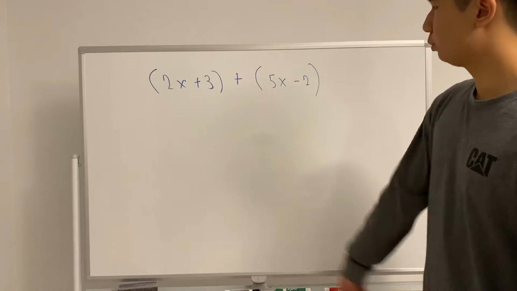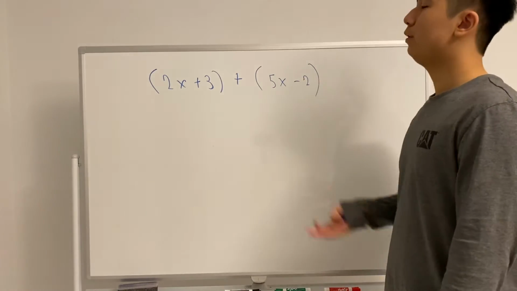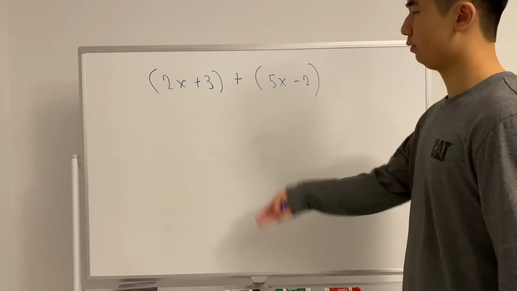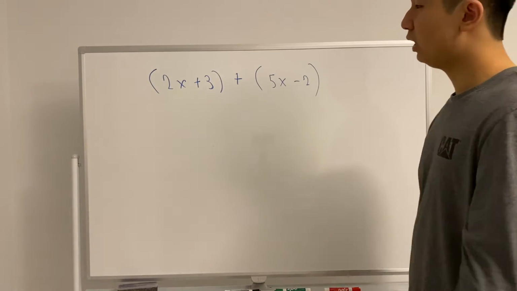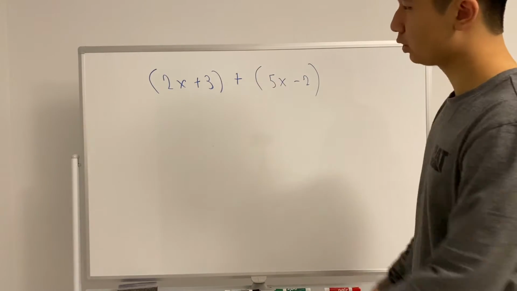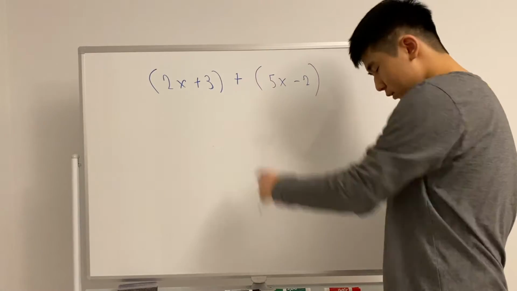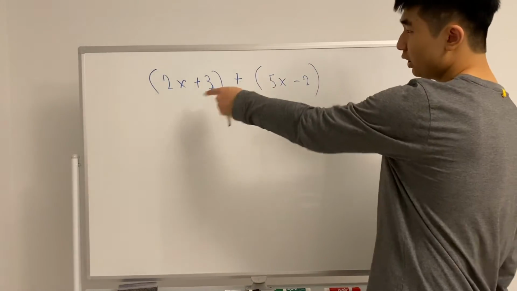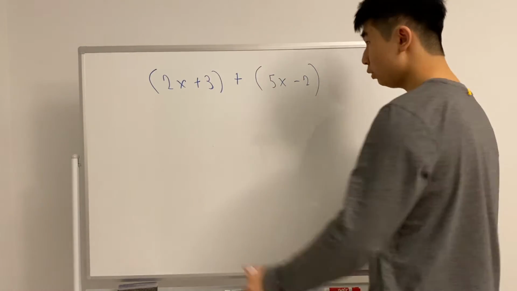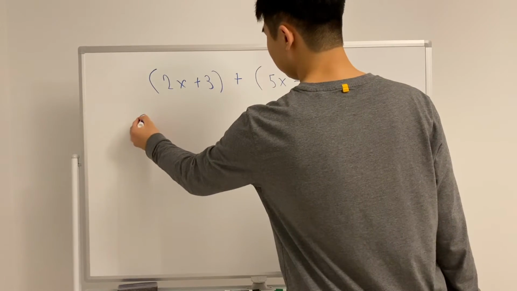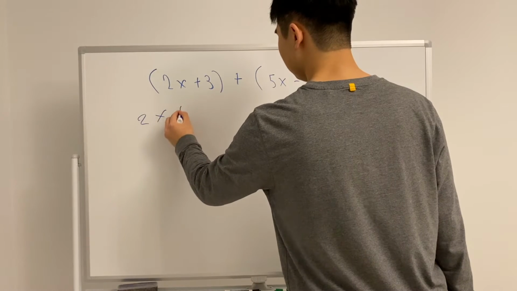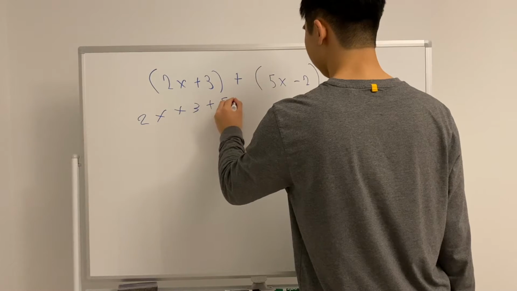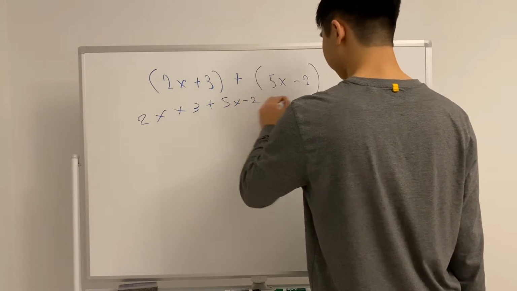This is pretty simple to do, very similar to what I showed you in the like terms lesson. You needed to know that for this lesson, but the part I did at the end is very similar to what I did here. So when you're adding polynomials, you can actually just get rid of these brackets. So you can just rewrite this as 2x plus 3 plus 5x minus 2.